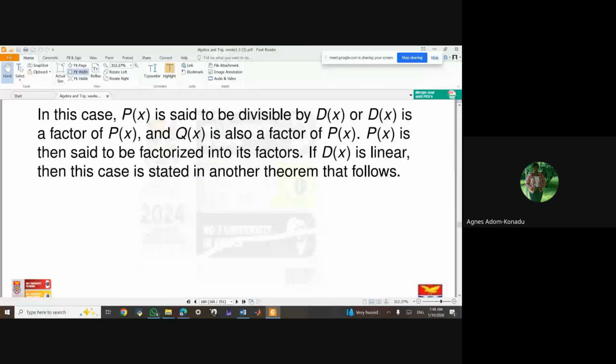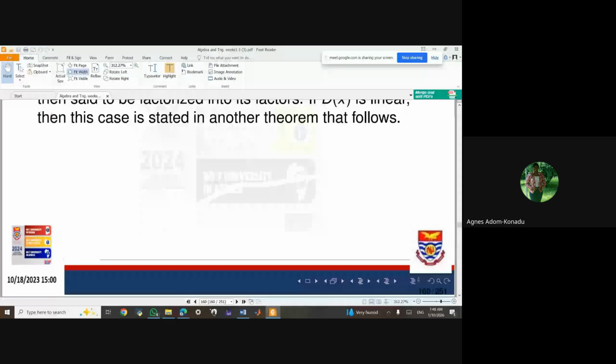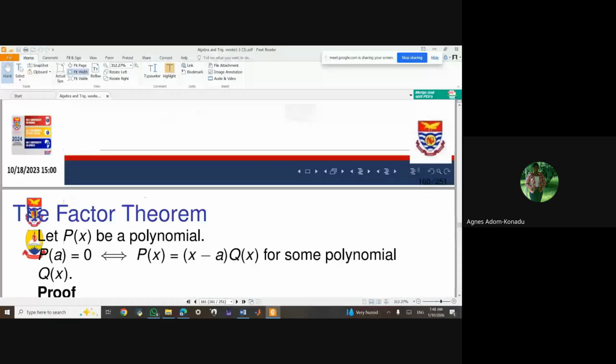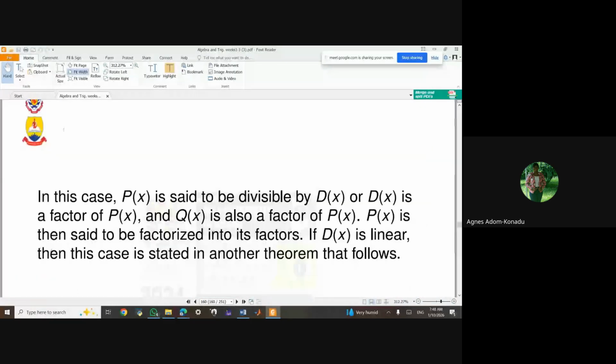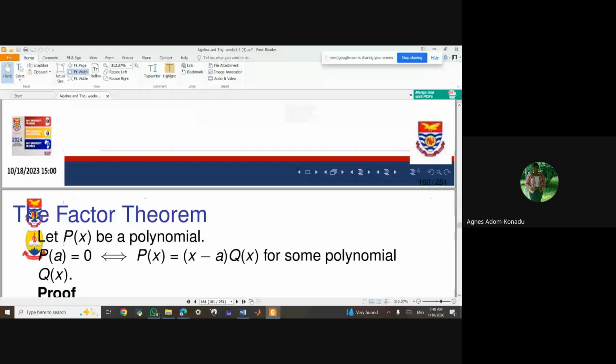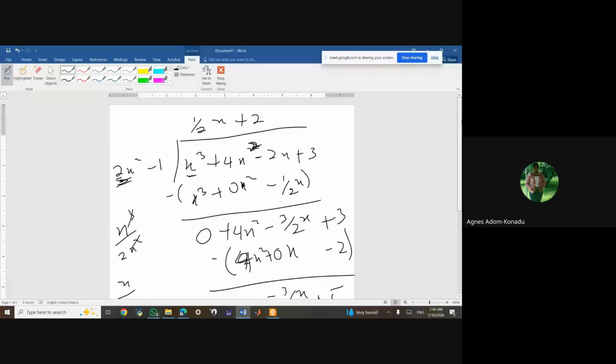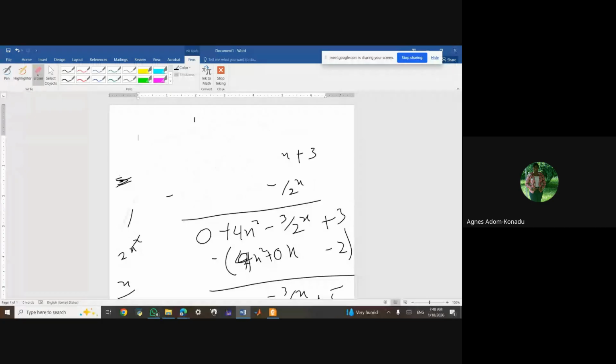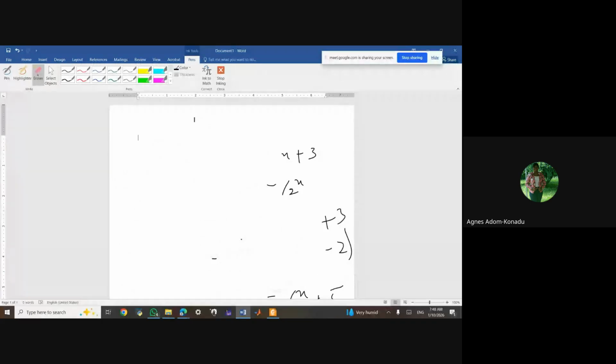If D of x is linear, then this case is stated in another theory that follows. Okay, so we are talking about what we call the factor theory. So the factor theory says that if I have a function P of x, and I divide it by D of x, and it leaves no remainder, the remainder is 0.